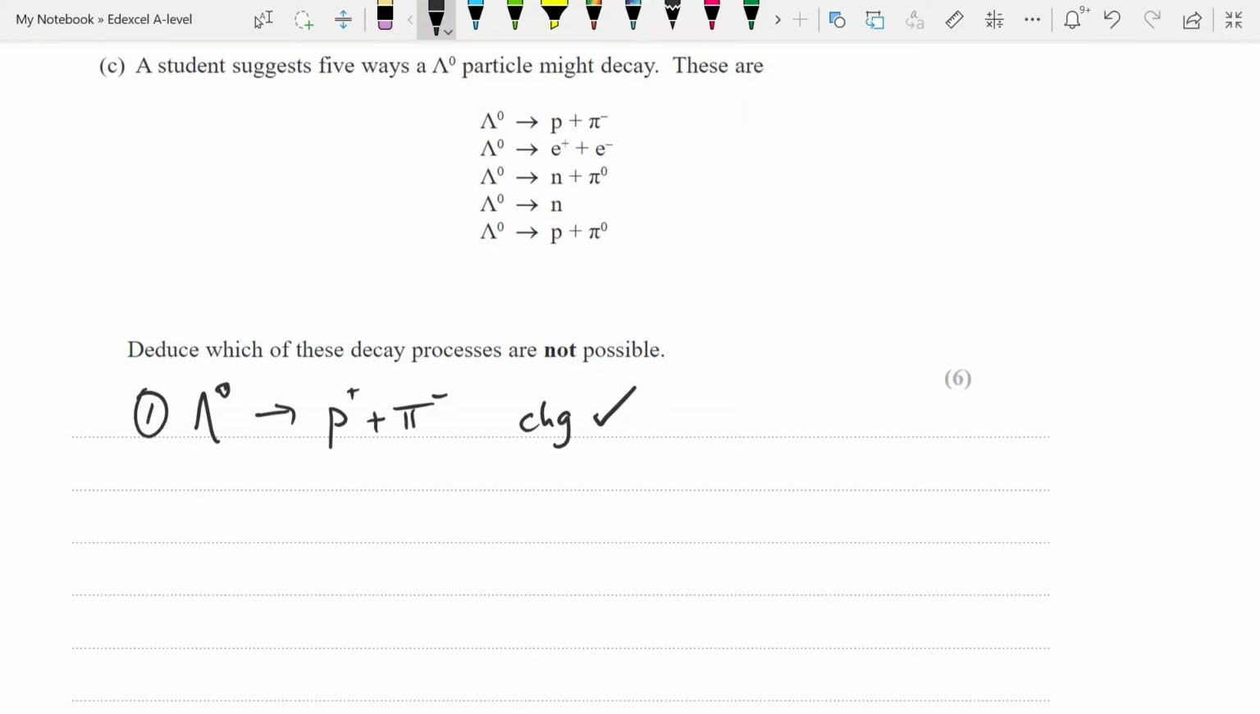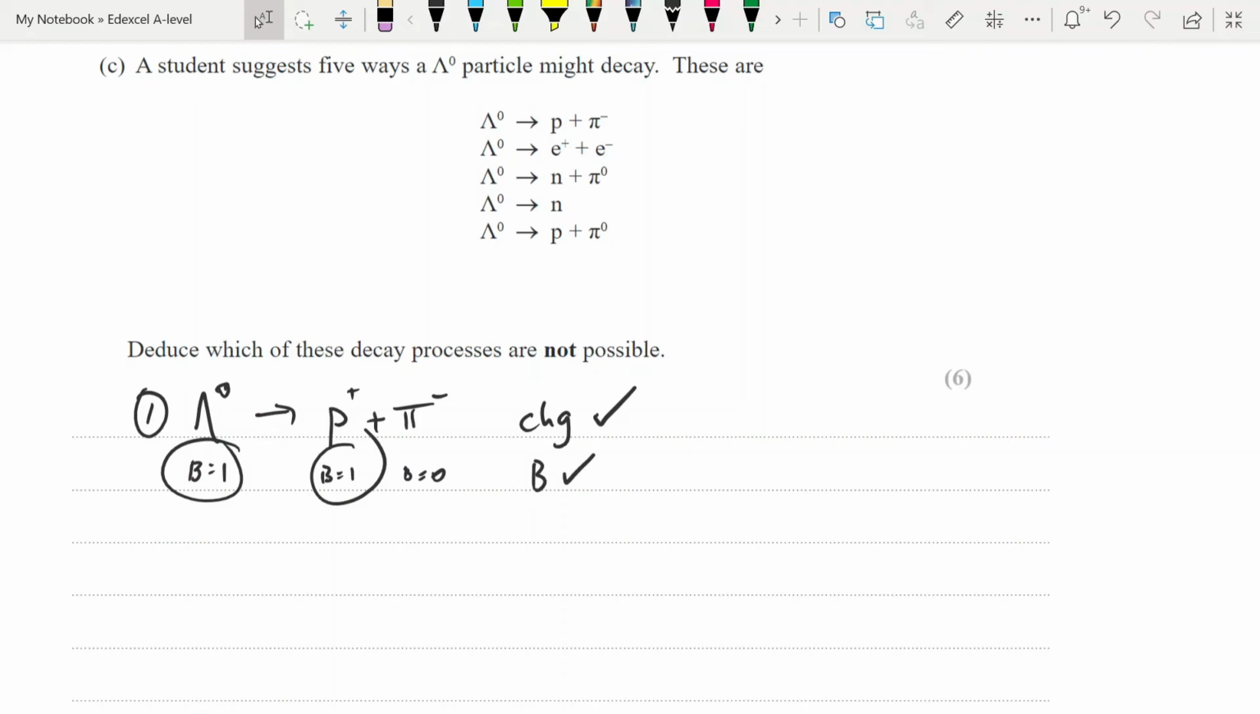Our next one is baryon number. Now we know that our lambda particle is a baryon, so it has 3 quarks. We've already established it's up-down-strange, which means it has a baryon number of 1. We know a proton is up-up-down, because that's something we need to know, and therefore has a baryon number of 1. We know that a meson is a quark and an antiquark, and therefore it has a baryon number of plus 1/3 and minus 1/3, giving it a total baryon number of 0. So we have 1 on the left and 1 on the right, and our baryons are conserved.